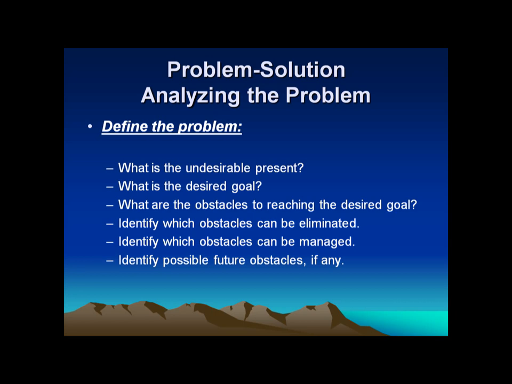Define the problem. First one is: what is the undesirable present, what is the desired goal, and what are the obstacles to reaching the desired goal? Identify which obstacles can be eliminated, and identify which obstacles can be managed. And the next one is to identify possible future obstacles, if any. This is about the question you will need to solve.